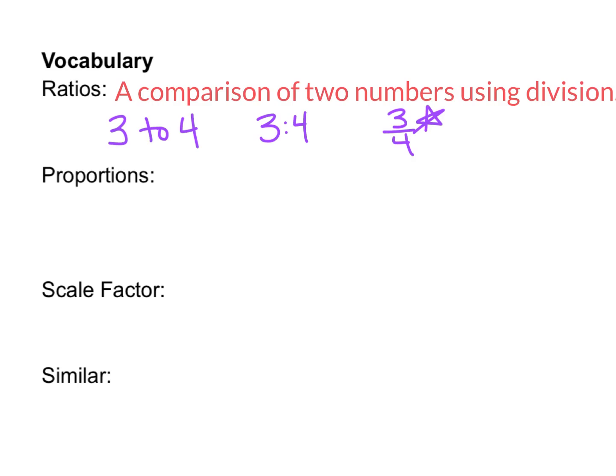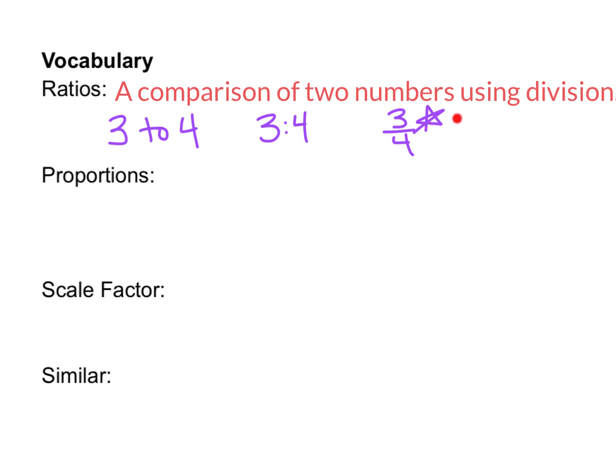Ratios are a comparison of two numbers using division. There are several ways to write ratios. You can use the word "to": 3 to 4. You can use a colon, still pronounced and read as 3 to 4, or as a fraction, 3/4. But when we're using it as a comparison, we would say 3 to 4.